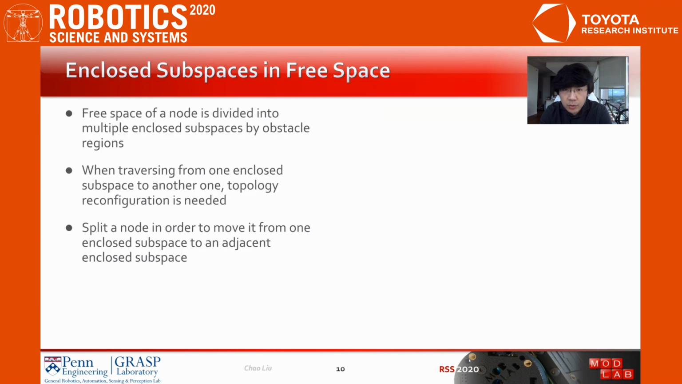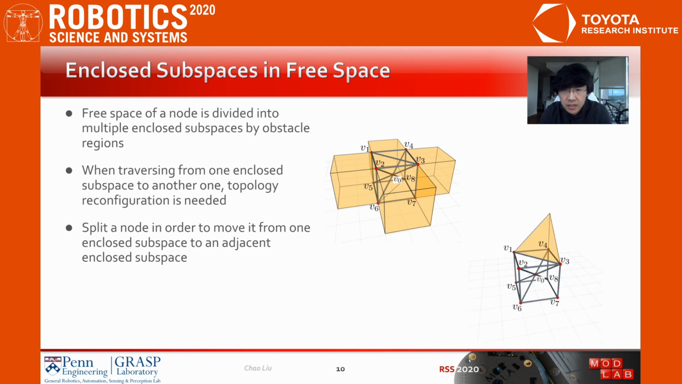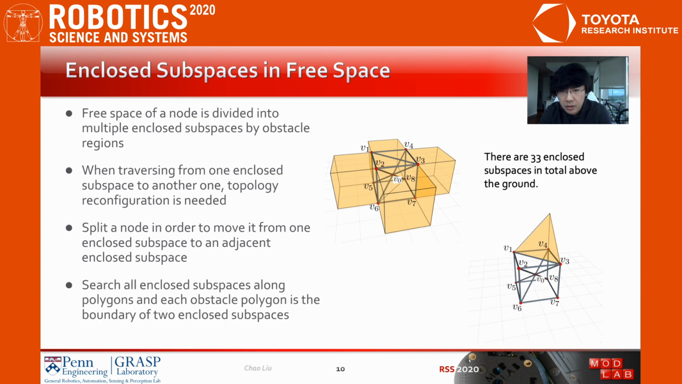The next part is about topology reconfiguration. The free space of a node is usually divided into multiple enclosed subspaces by obstacle regions, and if the node wants to traverse from one enclosed subspace to another, topology reconfiguration is needed. For example, here is the enclosed subspace containing the current position of node V0, and here is another enclosed subspace for V0. In total, there are 33 enclosed subspaces above the ground. If V0 wants to go to any location inside the triangular pyramid subspace, we need topology reconfiguration. These enclosed subspaces can be found by repeatedly applying our boundary search algorithm along obstacle polygons.